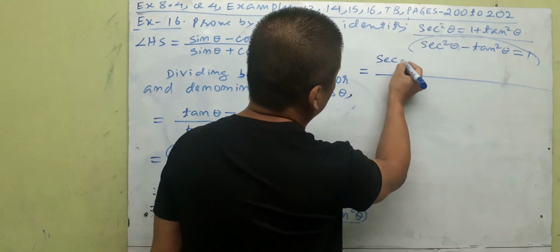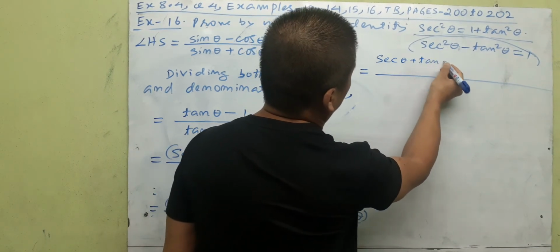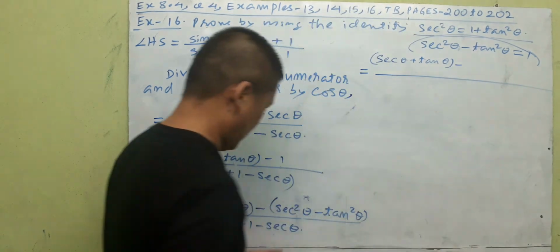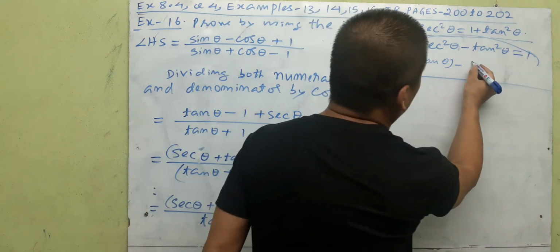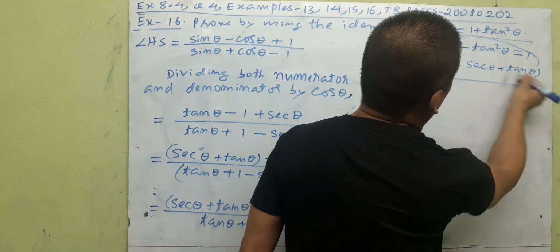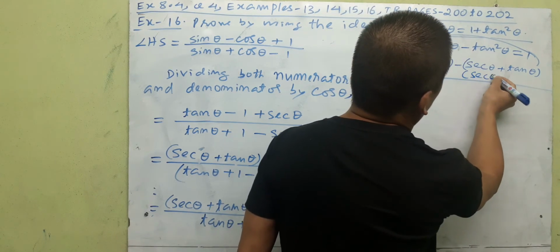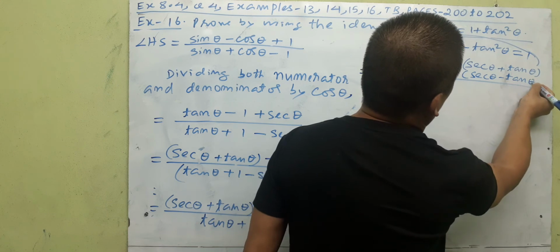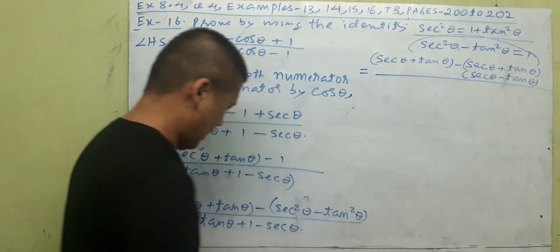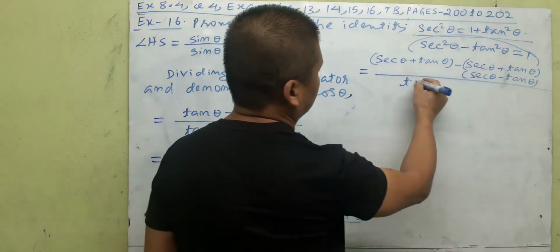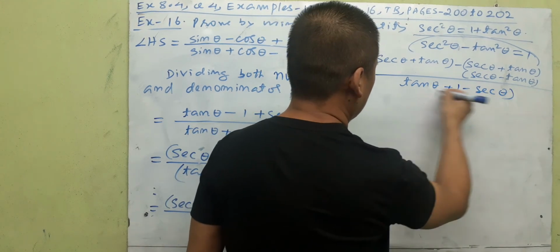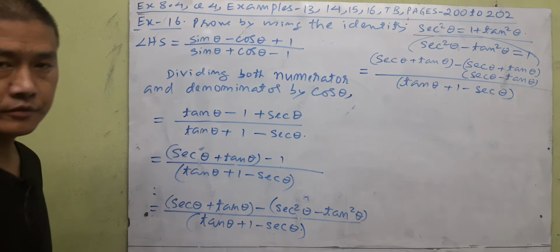Here sec theta plus tan theta, just give it the same for the time being, and then minus, here a square minus b square we can change into a plus b into a minus b. So this one, a square minus b square equals a plus b into a minus b. And down here, we can just write the same for now: tan theta plus 1 minus sec theta. If you like, you can put it in a bracket, otherwise also okay.